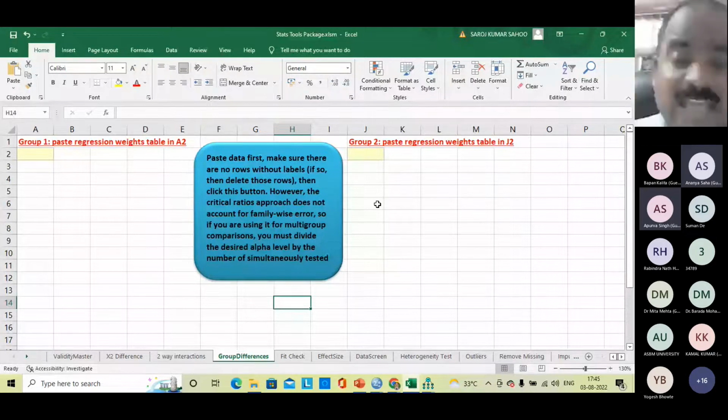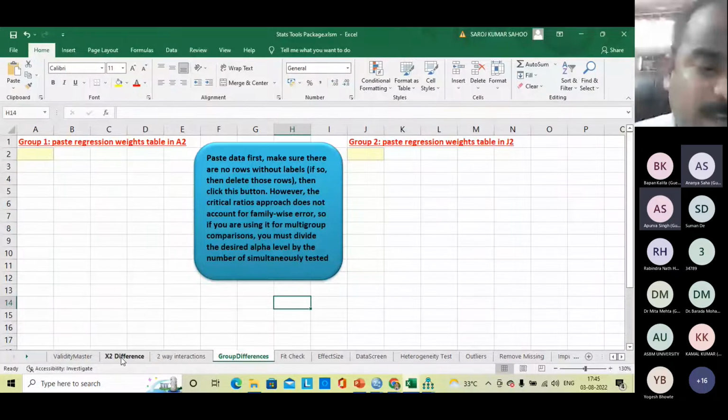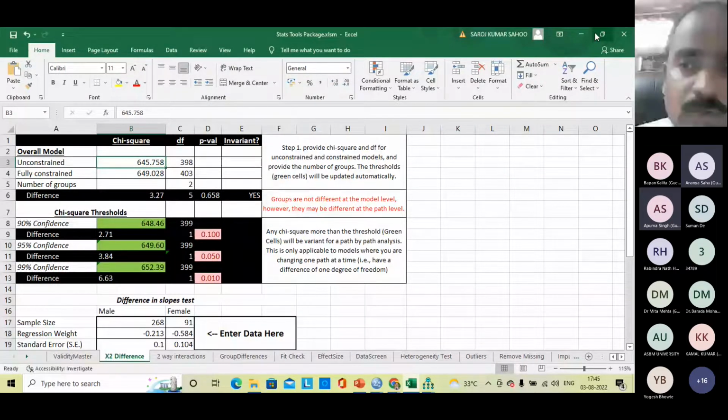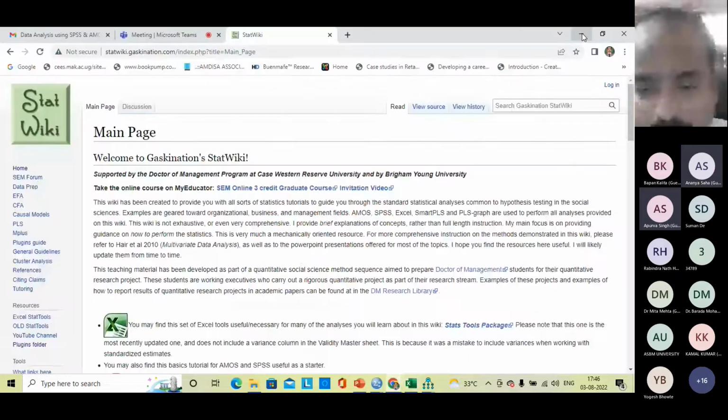Another option for testing invariance is the chi-square difference written here. Click the option chi-square difference, then go to the unconstrained and constrained chi-square values. I have operated it just now. This does not require macro and has no problem. It operates on any computer. Anybody who has not operated, please do it so that you will enjoy. Otherwise, you will definitely fumble.